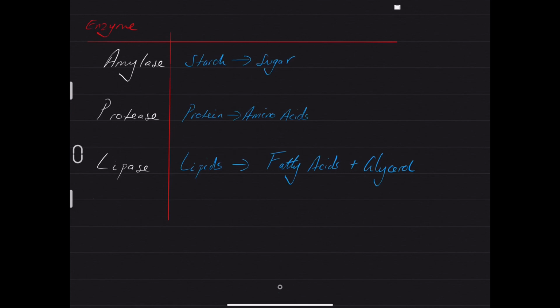So can you just pause the video here and quickly make a note of what the enzyme is working on and what the products are of the enzyme. So for example, this is what the enzyme works on and this is the product. So could you just make sure in your notes that you have this written down somewhere?